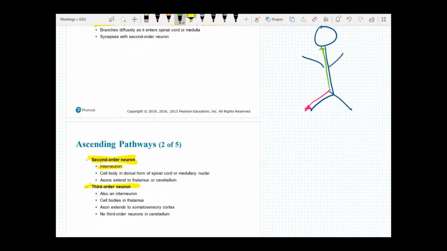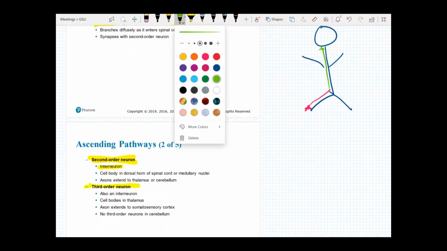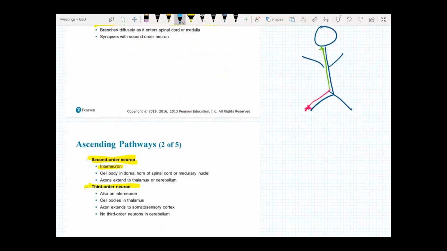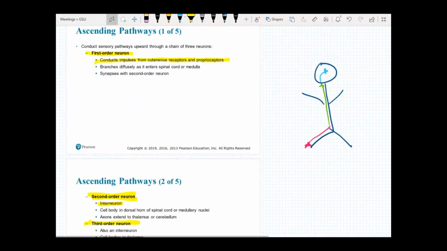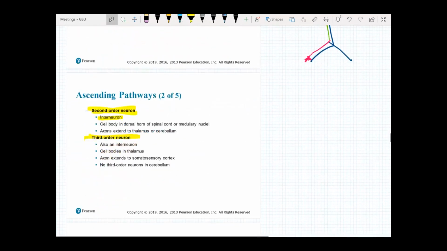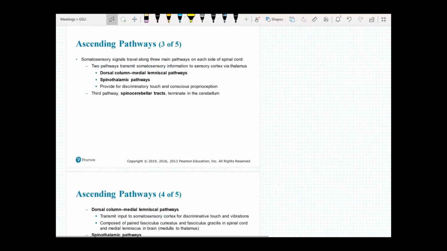And this usually goes to the thalamus, and then it will travel to the area of the brain it needs to go. So it will go to the actual cortex somehow. So this is usually a 3-chain process in your body. So we are going to have ascending pathways. This is somatosensory signals that are going up from the body to the brain. So all of these are traveling up.